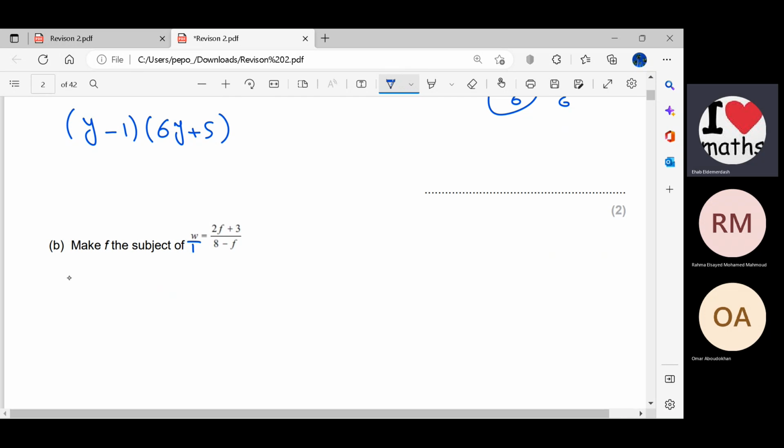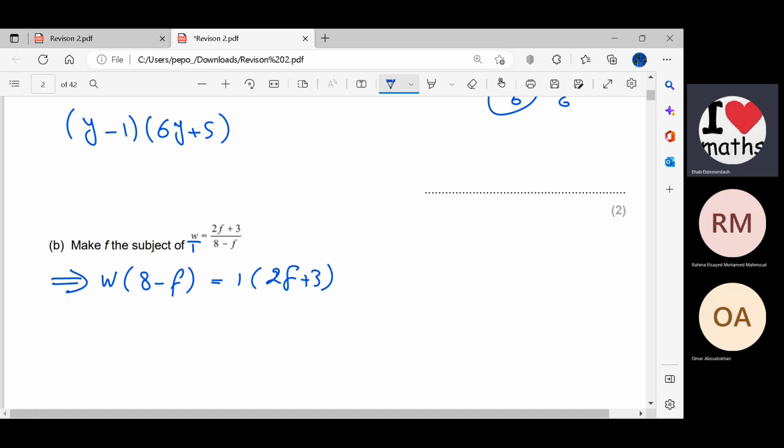Okay, here we do cross multiplication. The story here is W equals 8 minus F, equal to 1 into 2F plus 3. What should we do? Most of the questions on changing the subject will contain a square root. If I have a fraction like this and need to convert it, and I have a square root, I will make a squaring. But if I don't have a square root, it's just cross multiplication.